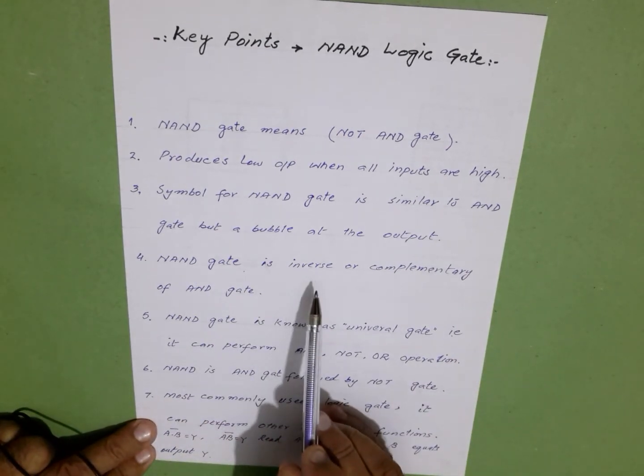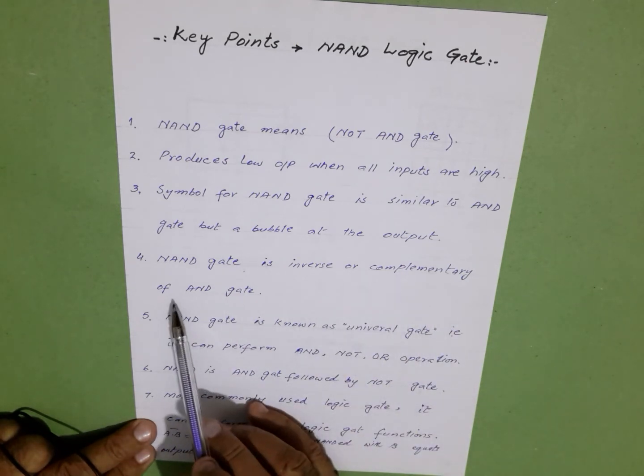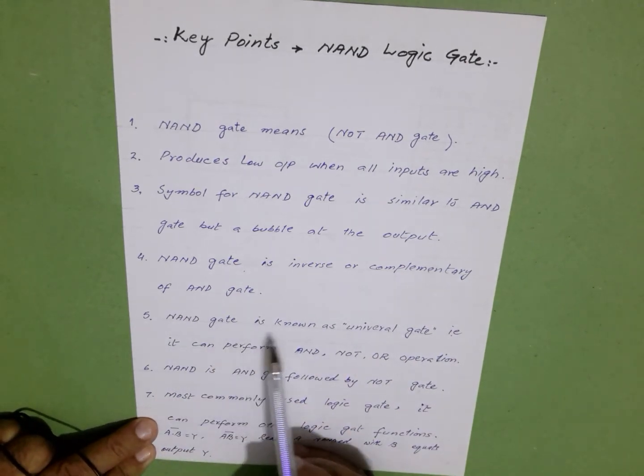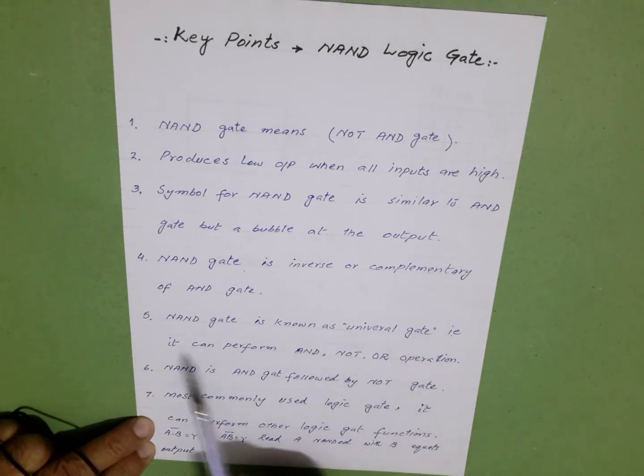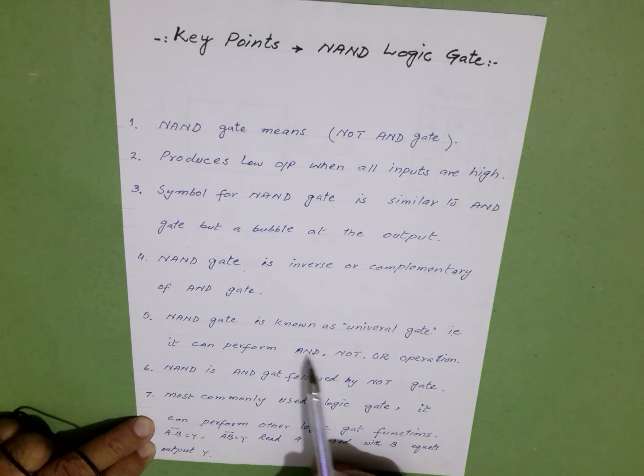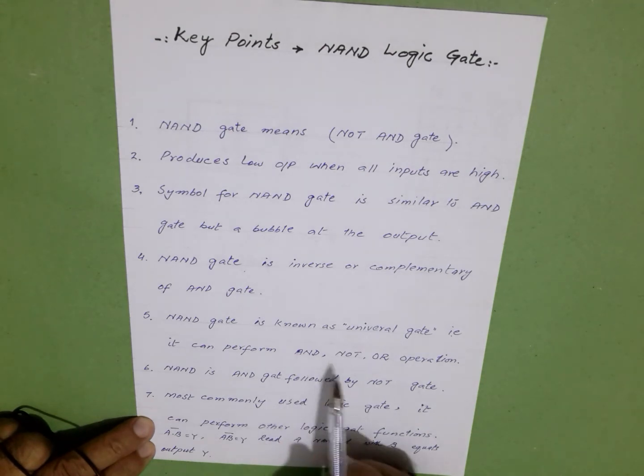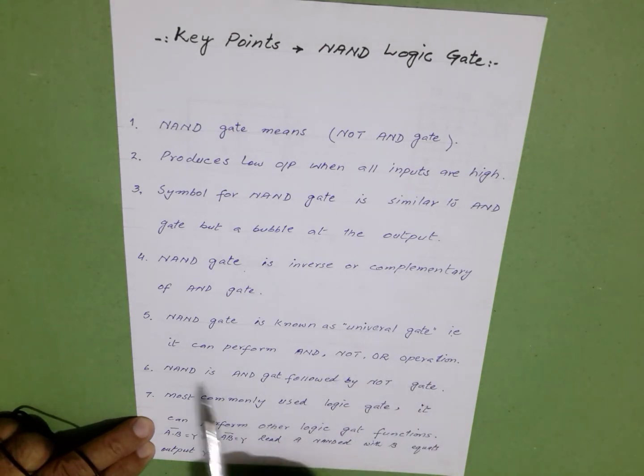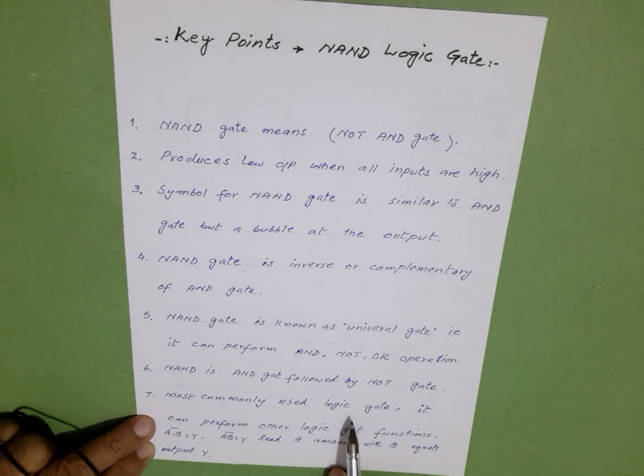NAND gate is inverse or complementary of AND gate. NAND gate is known as the universal gate, that is, it can perform AND, NOT, or OR operations. We can fabricate the circuits by using only NAND gates, and then they can perform AND function, NOT function, or OR function. NAND is AND gate followed by NOT gate. Most commonly used logic gate is a NAND gate. It can perform other logic gate functions.